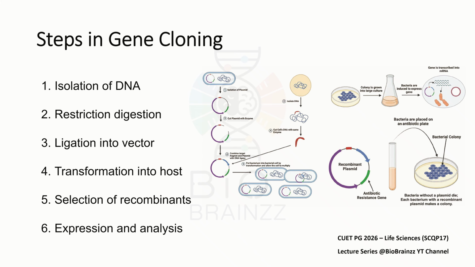Fifth, transformed cells are selected. Finally, the cloned gene is expressed and analyzed. Each step must be executed precisely for successful cloning.